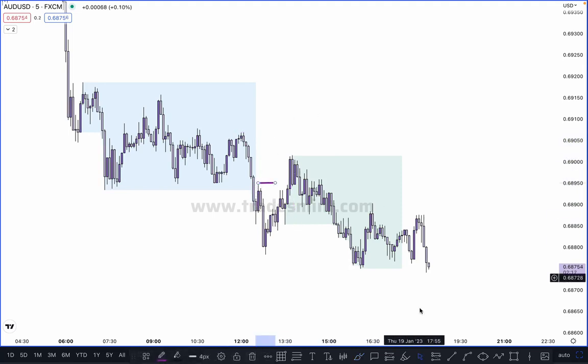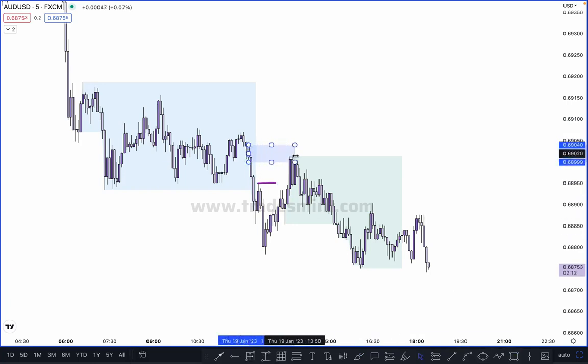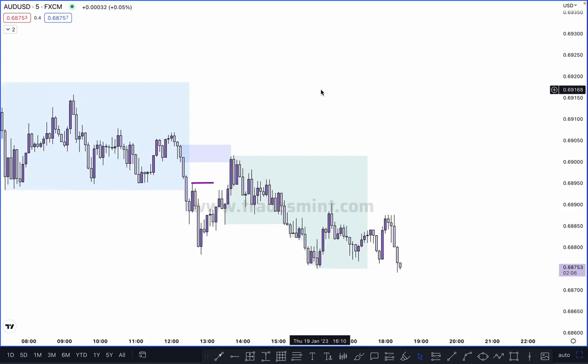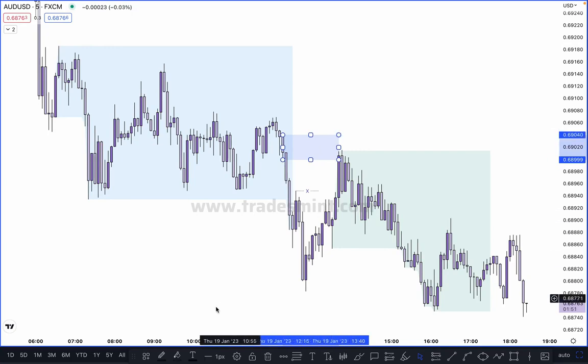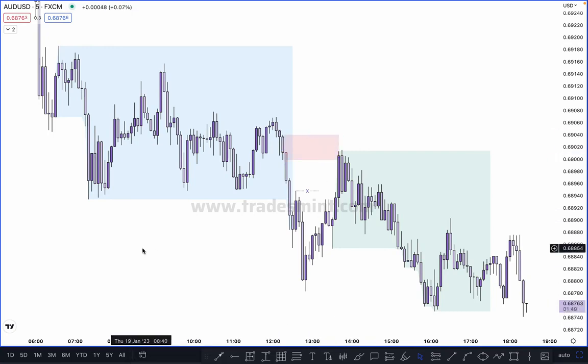The market took out this inducement, and where is your unmitigated order block? You can see here, this one is our unmitigated order block. And why am I choosing this one? Because above it there is no unmitigated order block, right? So that's why the market took out this inducement and tapped your recent POI, and then you can sell here. So this one is our first POI where we can sell.